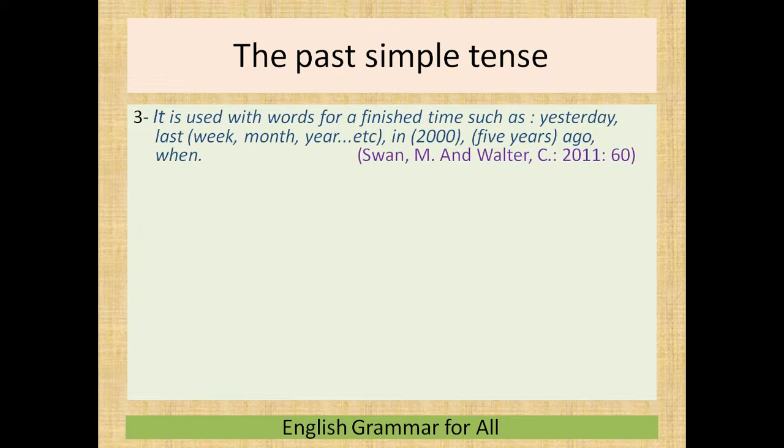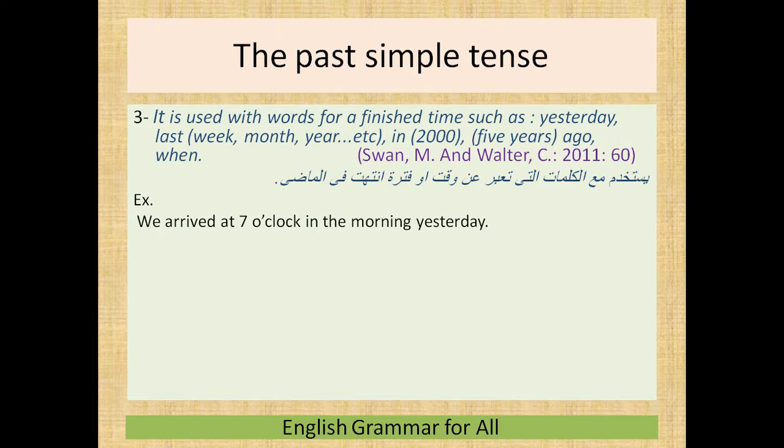The past simple tense is used with words for a finished time such as yesterday, last week, month, year, etc. In followed by a year, for example in 2000. Also the word ago preceded by a period of time like 5 years, for example, and when. Take this sentence, for example: we arrived at 7 o'clock in the morning yesterday. We moved to Cairo 4 years ago.